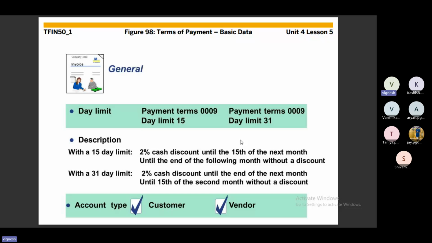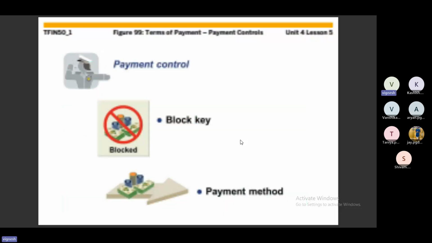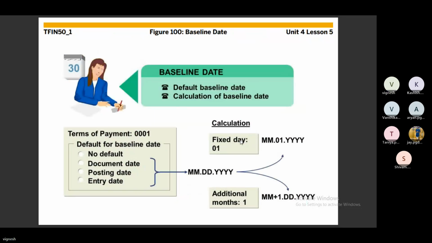All this needs to be set, and what the account type is needs to be set. Any block key or payment methods also need to be set. We can set it in the payment terms itself. And this baseline date will give you the details of how the baseline date needs to be calculated and what is the next available date, and all the activities which come under the date.